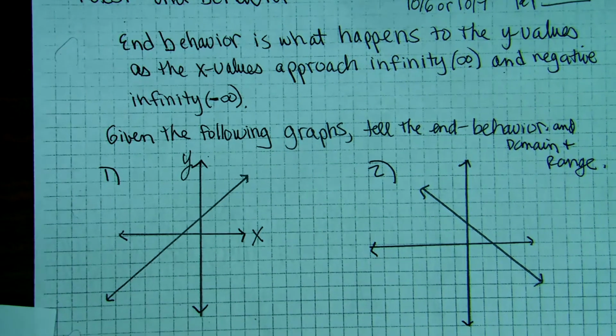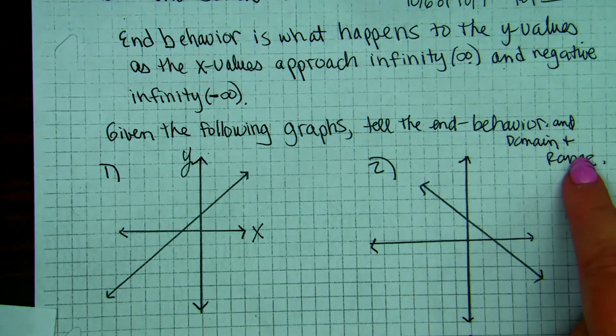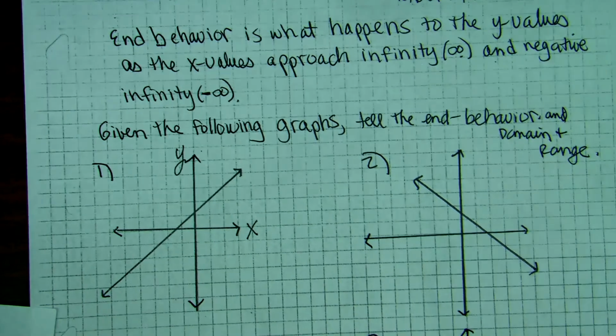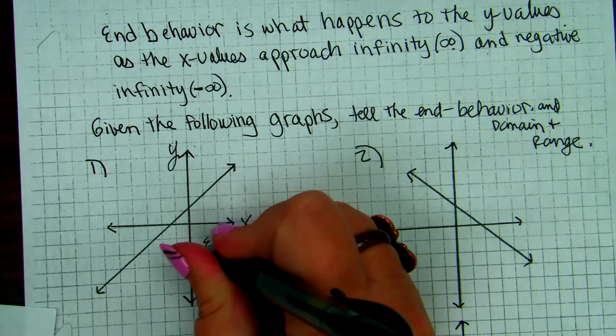So we're going to do the end behavior and the domain and range. It's going to be kind of weird at the beginning, but then you'll get used to it. So we're going to write end behavior.